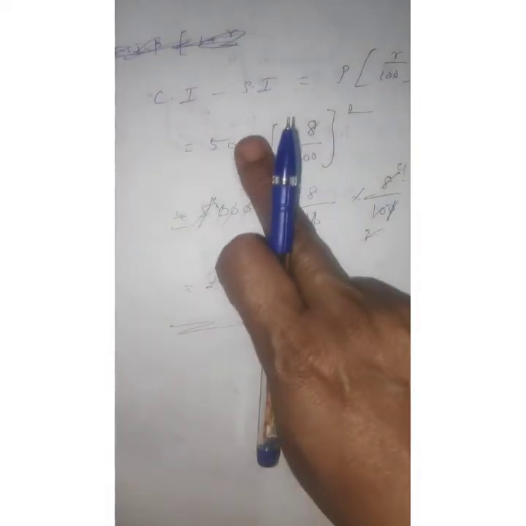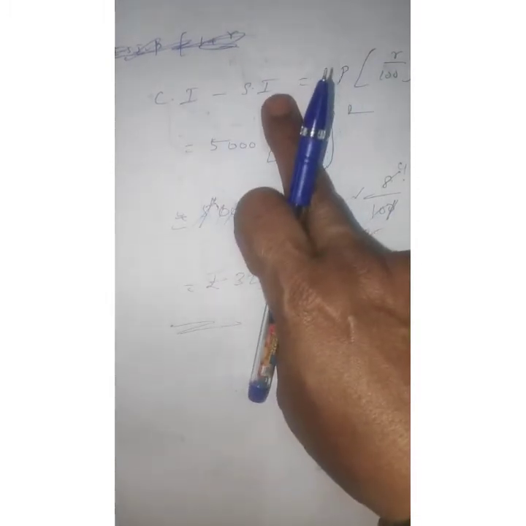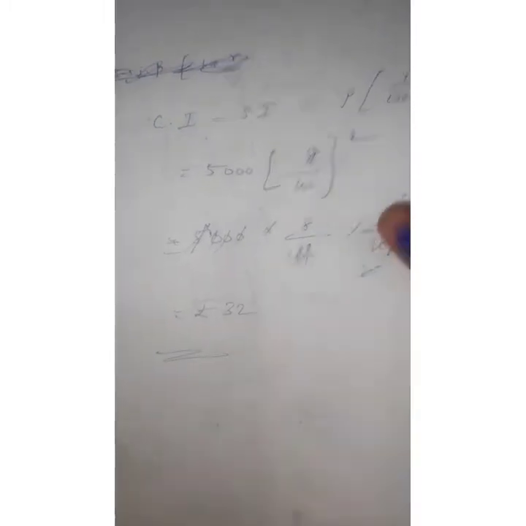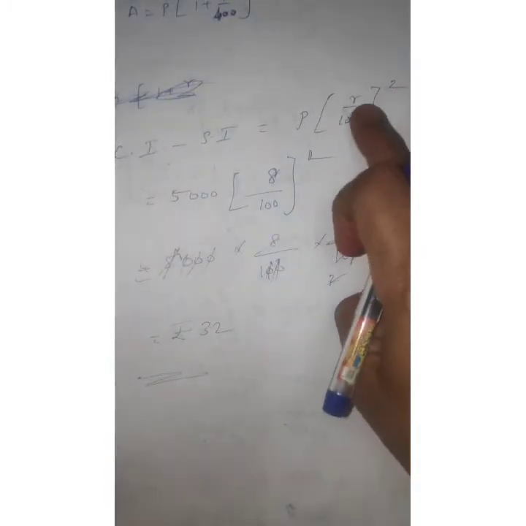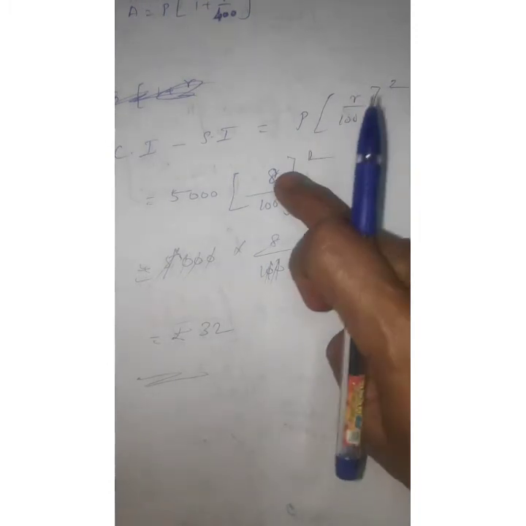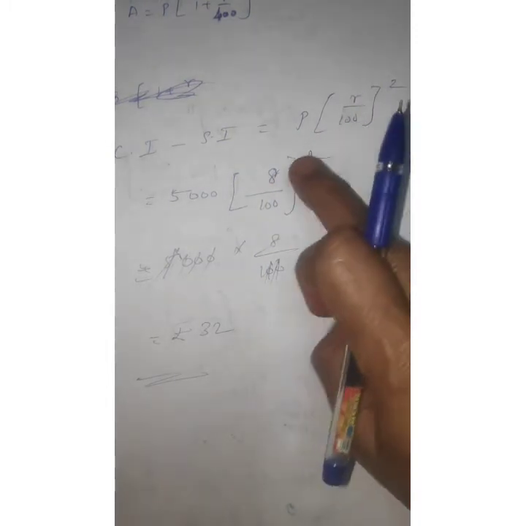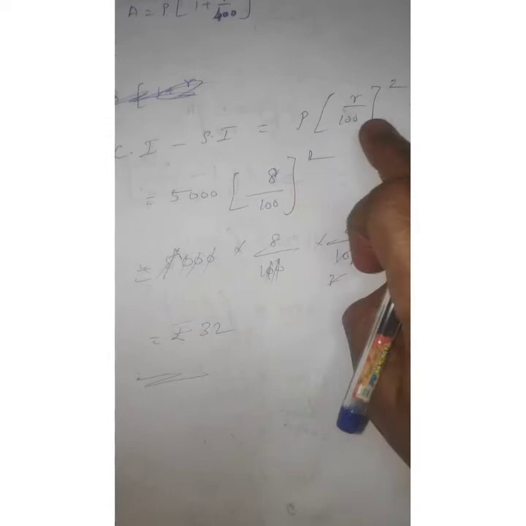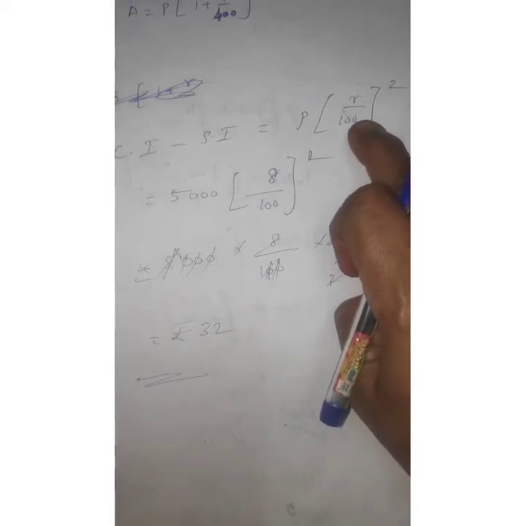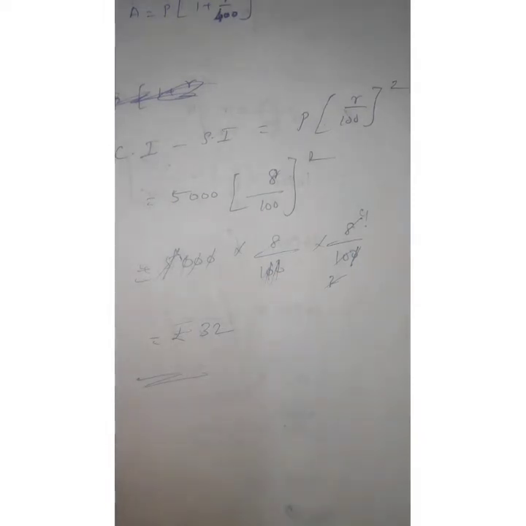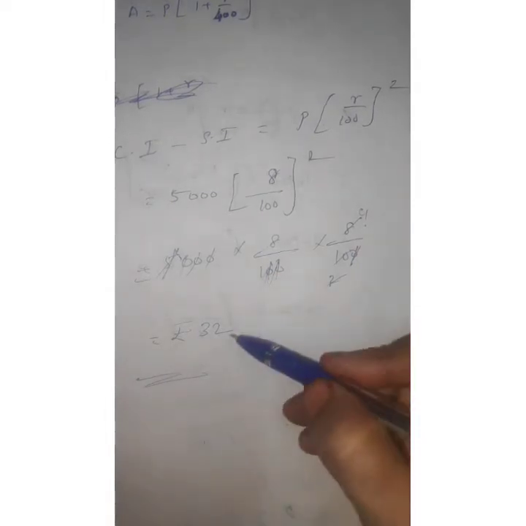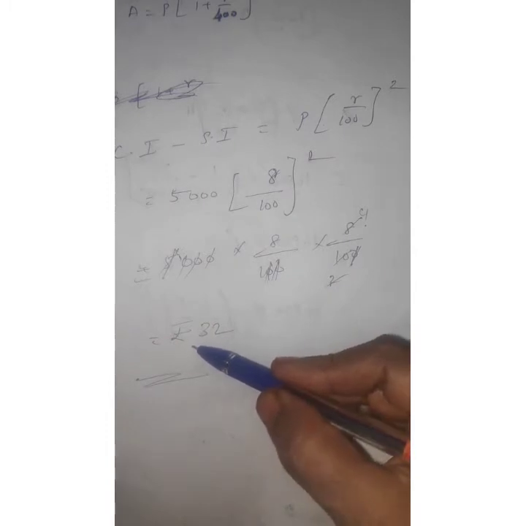The difference between CI and SI is equal to P into R by 100 whole square, this is the formula. P value equal to 5,000, rate of interest R equal to 8%, 8 by 100 whole square. 8% means 8 by 100. The formula already has 100, so writing it one time is enough. 5,000 into 8 by 100 into 8 by 100. Cancel the numbers, and we get the answer equal to rupees 32.